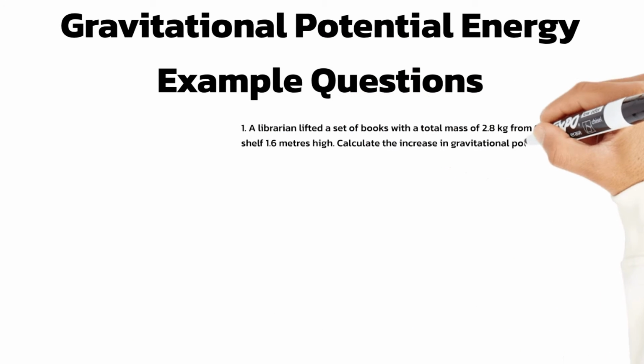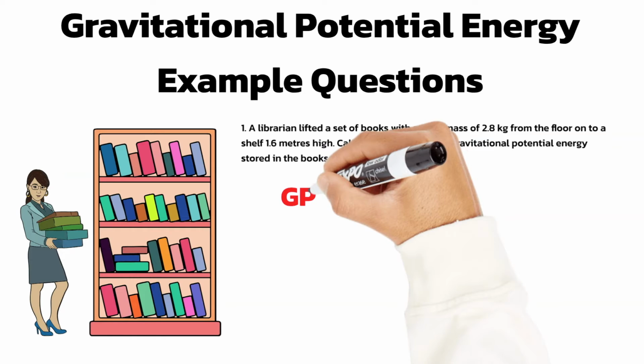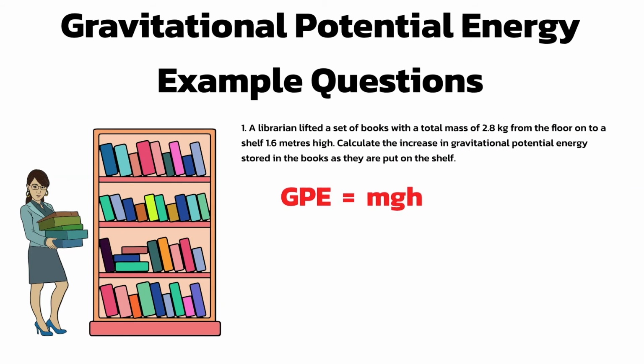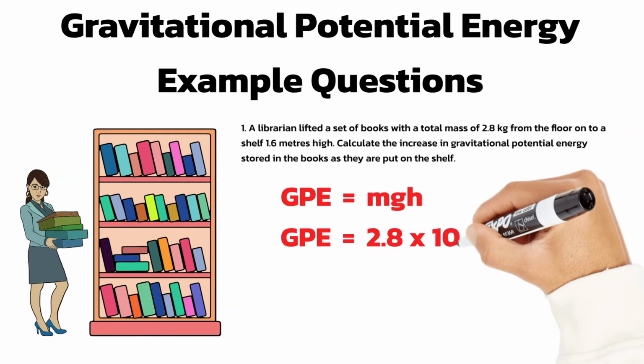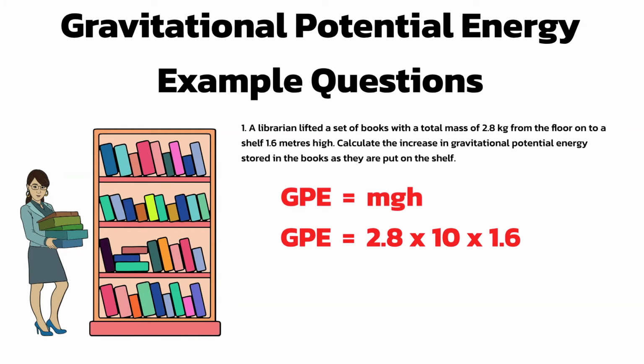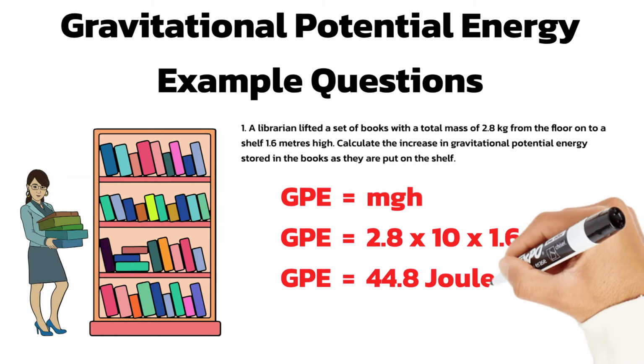Let's check the answer. Firstly, write the formula GPE equals mgh. Then substitute in the numbers, so GPE equals 2.8 times 10 times 1.6, giving our answer of 44.8 joules.